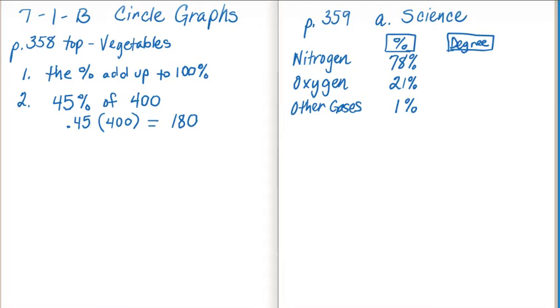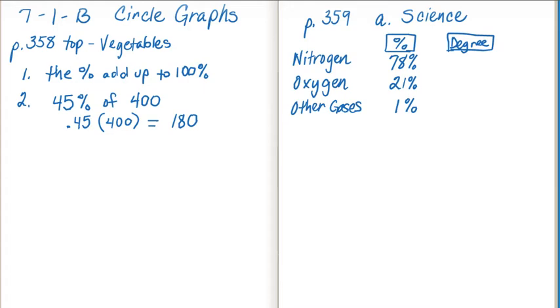We'll turn to page 359. And if you look at the top, there's a question A about science. The table shows the present composition of Earth's atmosphere. Display the data in a circle graph. Now, I'm not going to have you actually make circle graphs. We did that in 6th grade math, and this year I'm just going to have you take the information and turn it into degrees so that you could make it into a circle graph, but we're not going to actually make them. So we've got 3 different categories and their percentages.